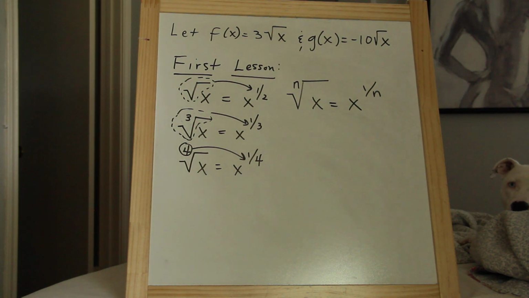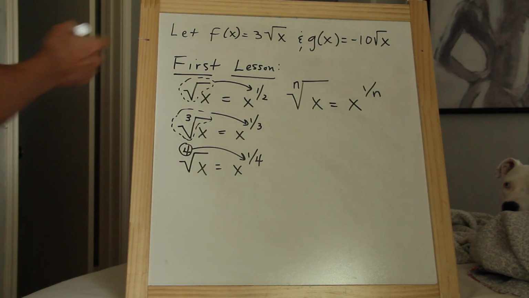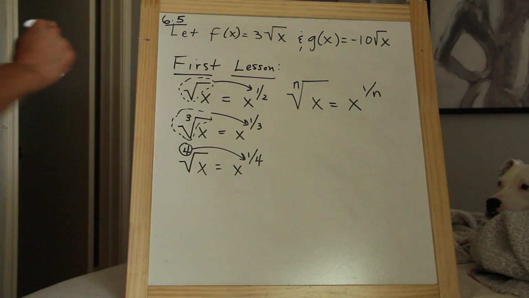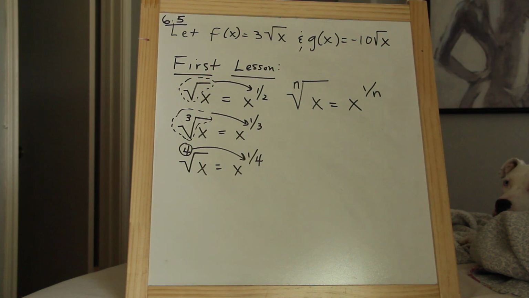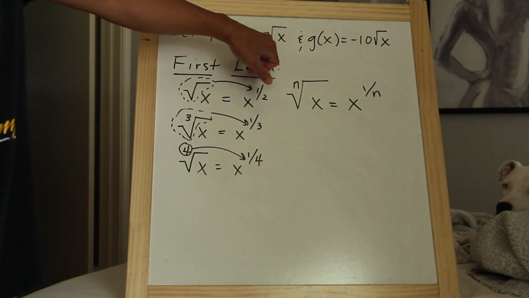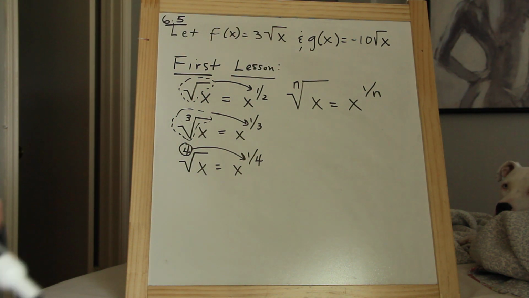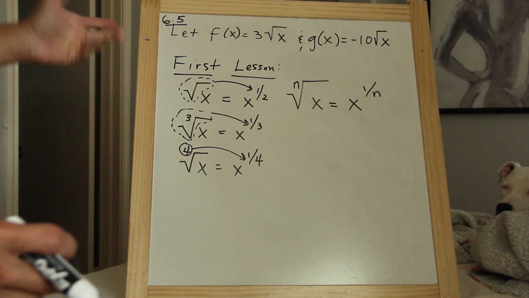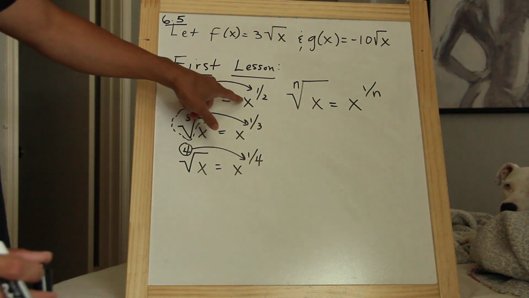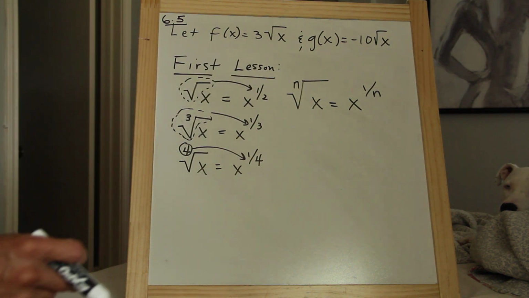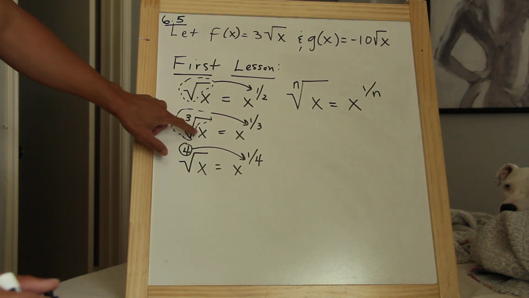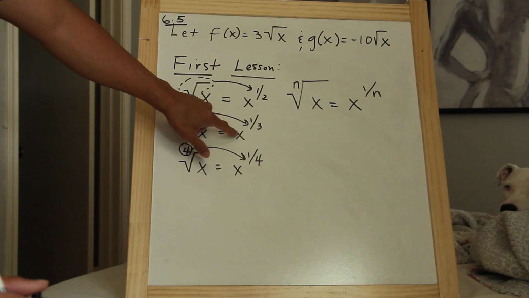Okay, so I want to go over 6.5 real quick, the operations with radicals. But the first lesson I want to look at is to distinguish between the root symbol, the radical symbol, and turning it into an exponent. So first lesson: if I have the radical of x, which is really the square root of x, that's the same thing as writing x to the 1/2. If I have the third root of x, or the third radical of x, that's equal to x to the 1/3.